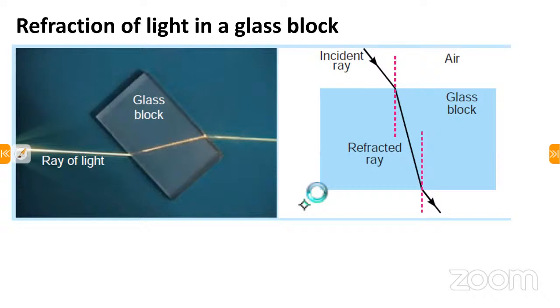So we are learning the refraction of light. Today, we are going to learn how light refracts through a glass block. It's a practical. A glass block is a solid object. Light refracts twice in a glass block.